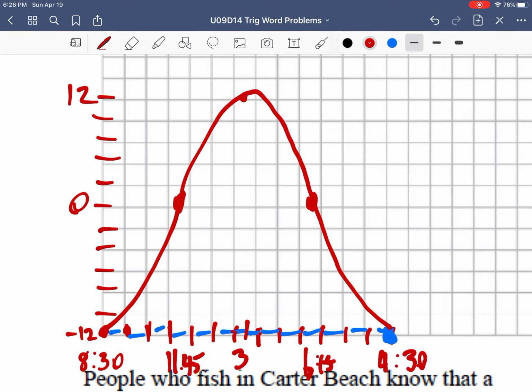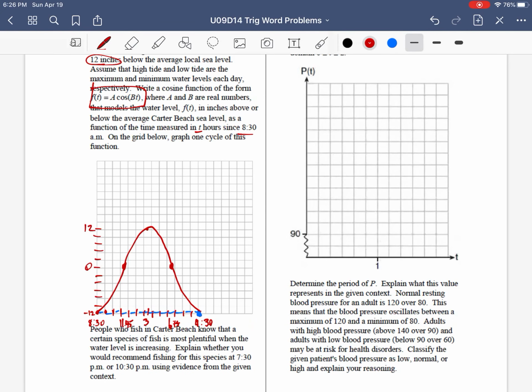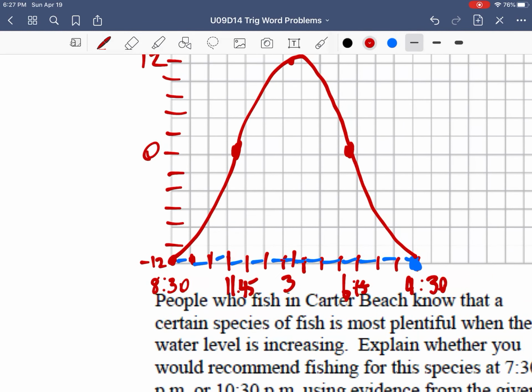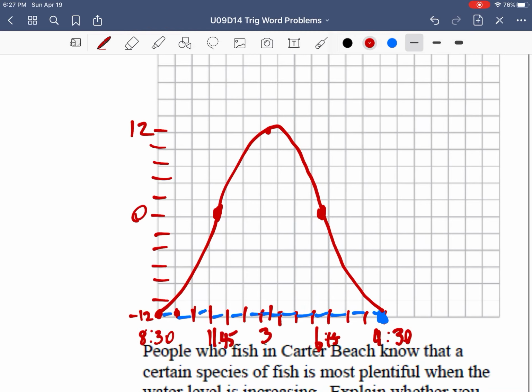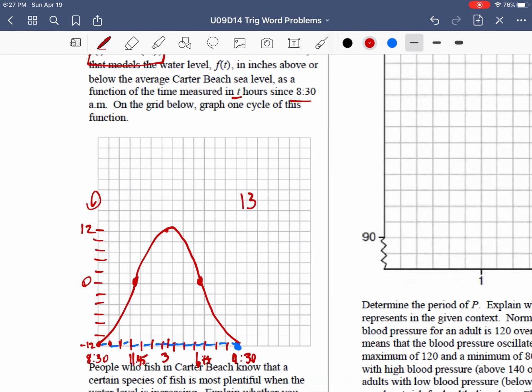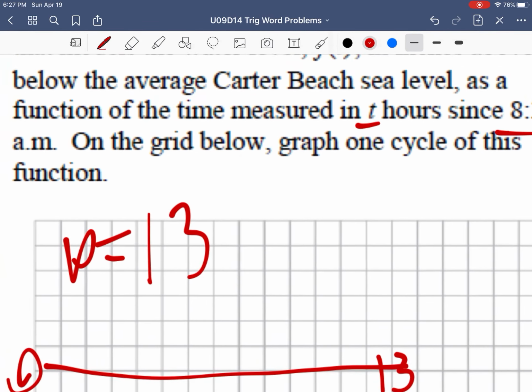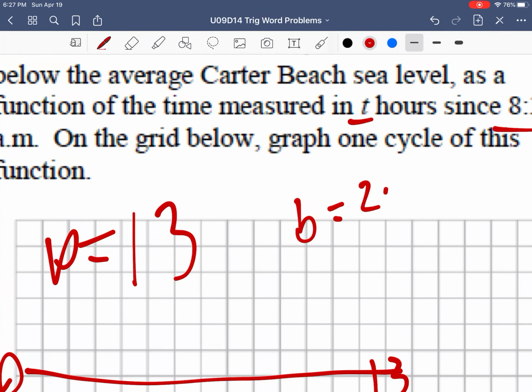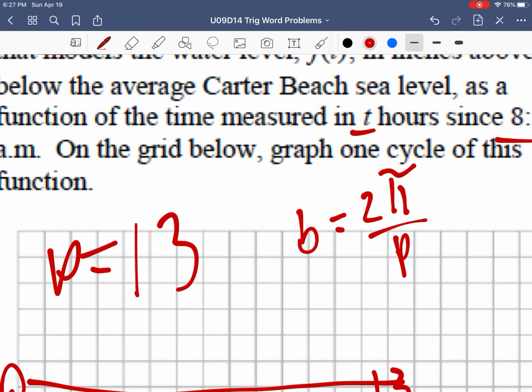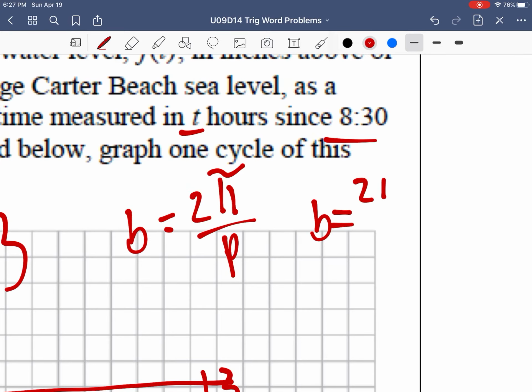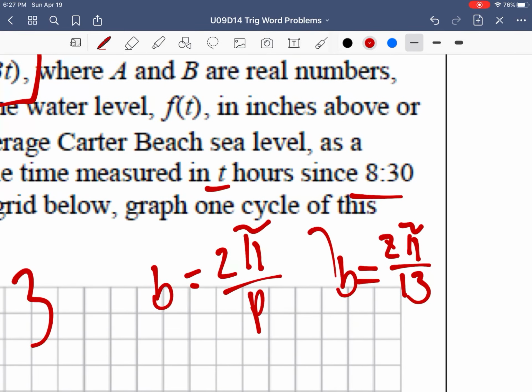So that's the graph, that's one cycle graphed in that time period. We need to write the equation of this graph. So if we consider 8:30 is 0 o'clock, so 0 is 8:30, and it took 13 hours to complete the cycle, we need to call our period 13, and we need to find that frequency. So the frequency is equal to 2 pi over p. So the frequency is going to be equal to 2 pi over 13. So this is our frequency.